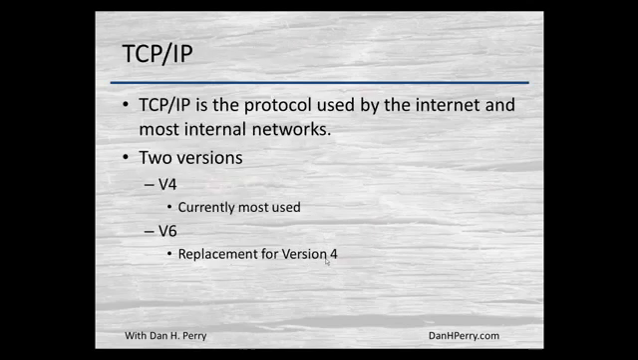Now, what is TCP IP? Well, it is a protocol that's used in the Internet and most other networks today. There are currently two versions of the Internet TCP IP. Version 4 is what's most currently used. Well over 95% of the Internet uses version 4. Version 6 is a replacement for version 4, and as more and more users and devices get on the Internet, we're going to have to move to version 6 to allow for additional addressing.